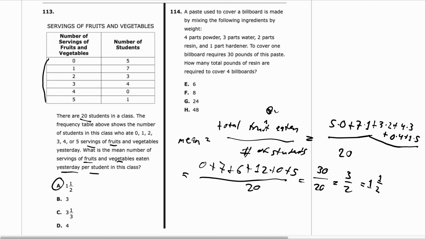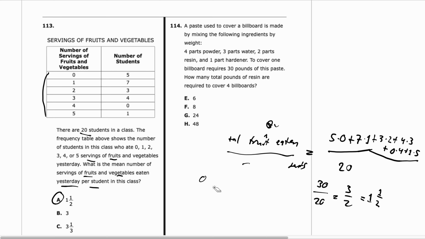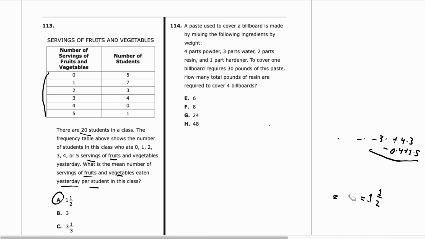Okay, now on to the last question. Okay, so we have a paste that's being used to cover a billboard, and it's made by mixing the following ingredients. So we have 4 parts powder, 3 parts water, 2 parts resin, 1 part hardener. To cover one billboard requires 30 pounds of this paste. How many total pounds of resin are required to cover 4 billboards?